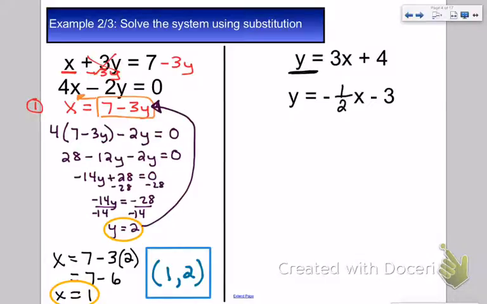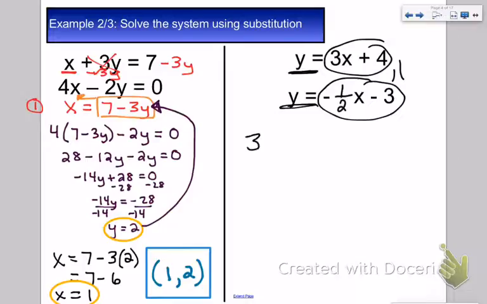I have y equals, and y equals. When we have this, we just set each of these equal to each other. So what I mean by that is I can take 3x plus 4 and set it equal to negative 1/2 x minus 3 because they are both equal to y.